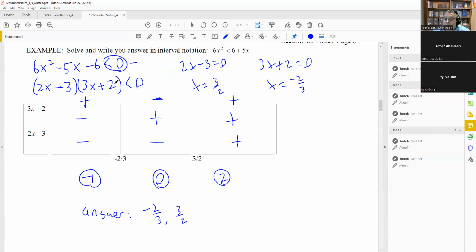So this is a less than symbol, which means I don't want to include the endpoints. So these are going to have parentheses, but not brackets. Okay, so I got this parentheses -2/3 and 3/2. And that's going to be my answer, the final answer I get on this one. All right, so just describing the region that's a negative.